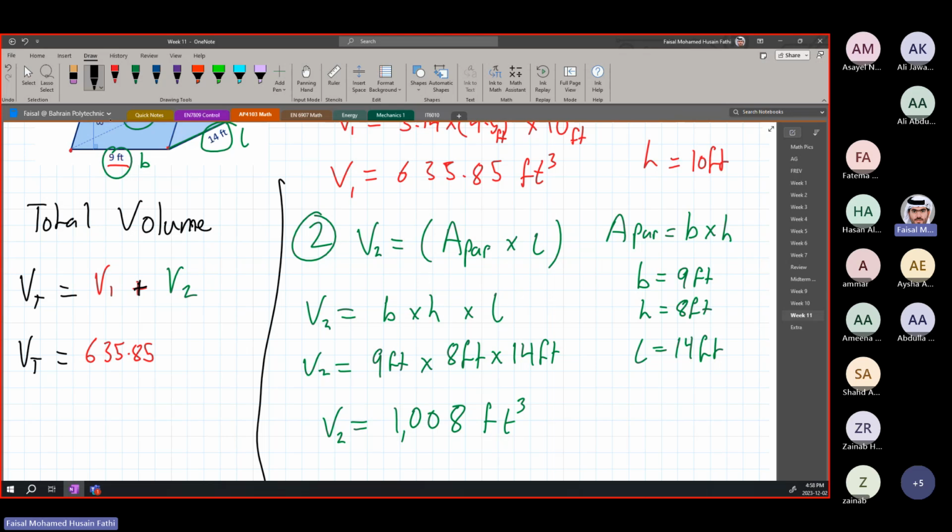So the volume total is equal to, what's V1? 635.85 feet cubed plus 1008 feet cubed. Volume total is simply going to be equal to just adding these: 635.85 plus 1008, which is 1643.85 feet cubed.